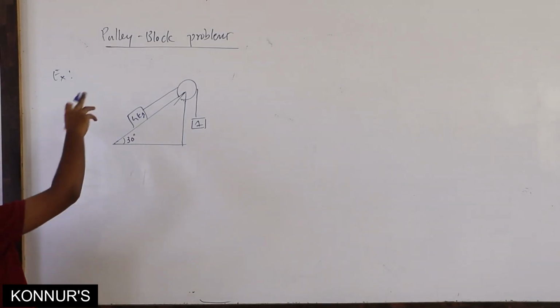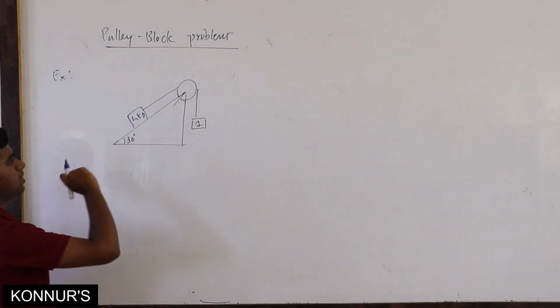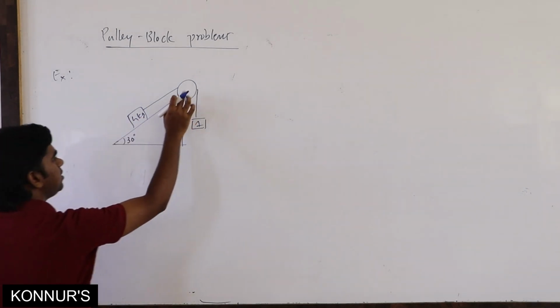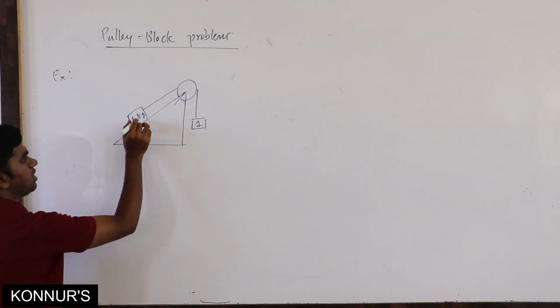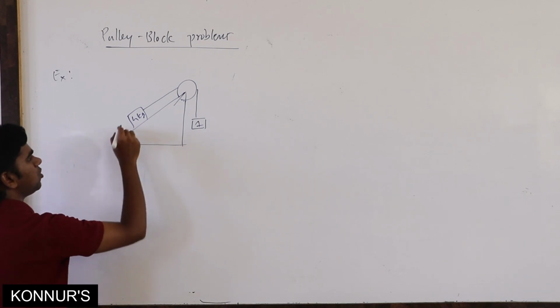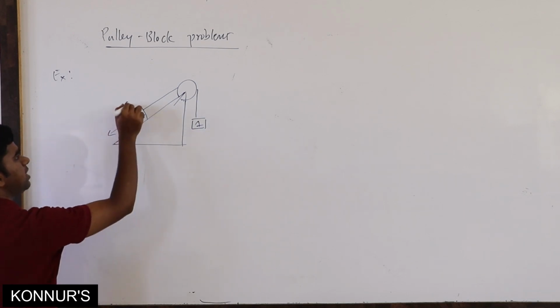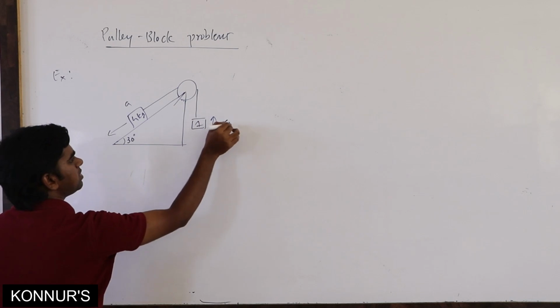So next, an example on pulley block problems. Here a pulley is connected to an inclined surface. Here mass 4m is there, 1 kg is there. So obviously it will move in this direction, take acceleration a. So this will move in this direction, acceleration a.